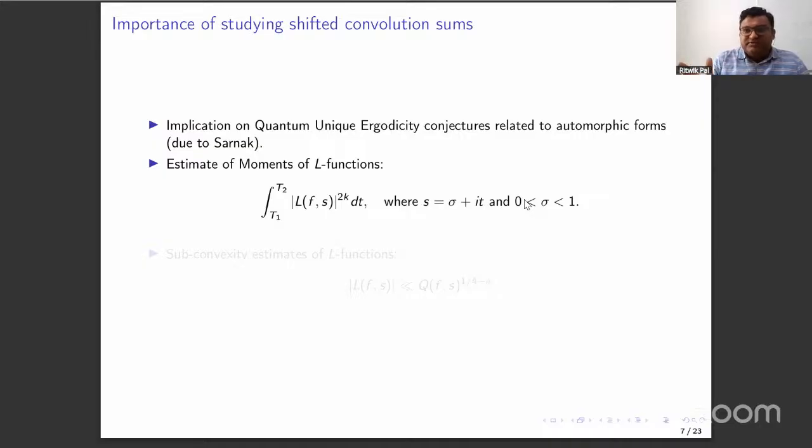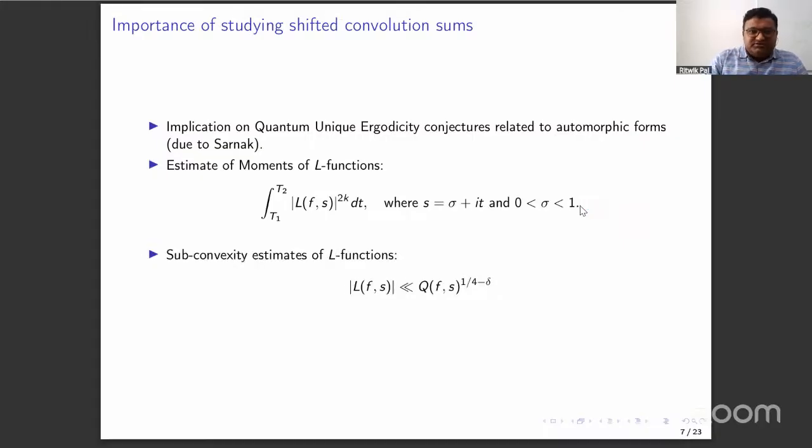In fact, the non-trivial estimate for the shifted convolution sums is useful for the divisor function, and we'll come to that. For the divisor functions, it is related to the moment estimate for the Riemann zeta function. And because moments and subconvexity are kind of related, it is also useful for the study of subconvexity of L-functions. So subconvexity is basically about L-functions.